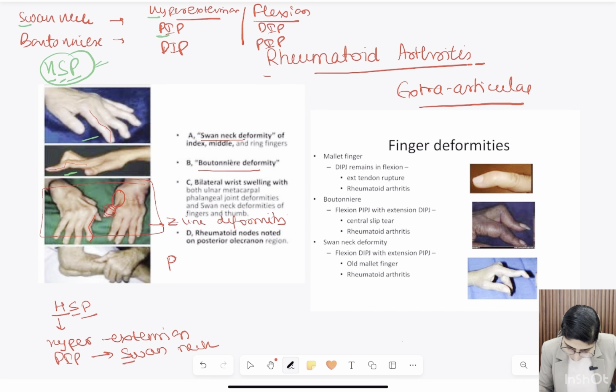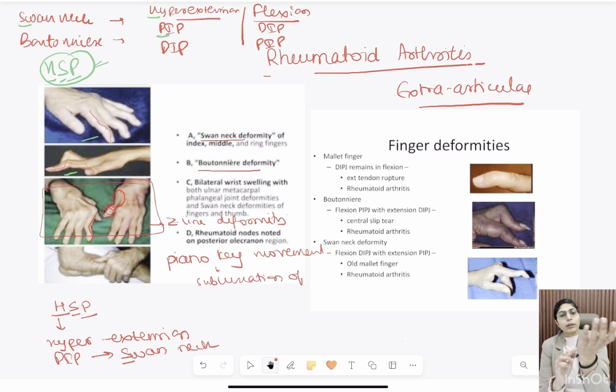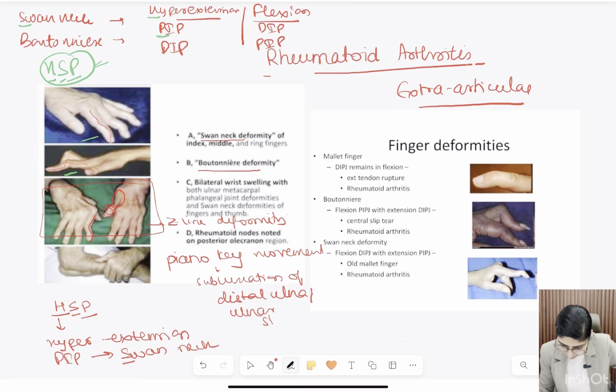Then there is something known as a piano key movement. Piano key movement happens because of subluxation of the ulnar styloid process. So when the ulnar styloid process, this is my ulnar styloid process, gets subluxated, whenever I move my fingers, the styloid process is moving on its own, like a piano key. So we call it a piano key movement. So subluxation of distal ulna or the ulnar styloid.